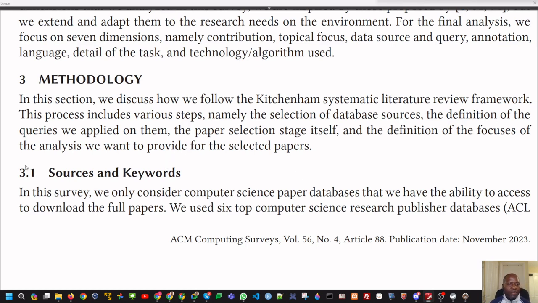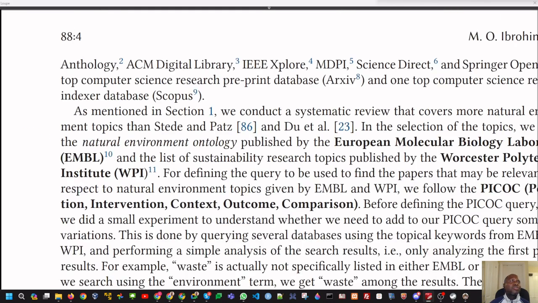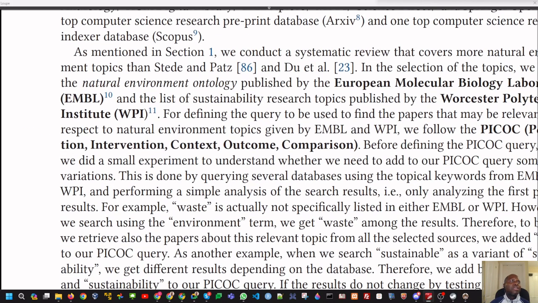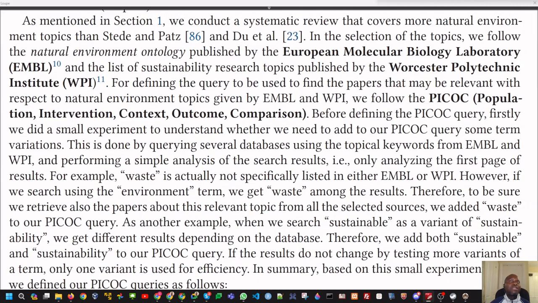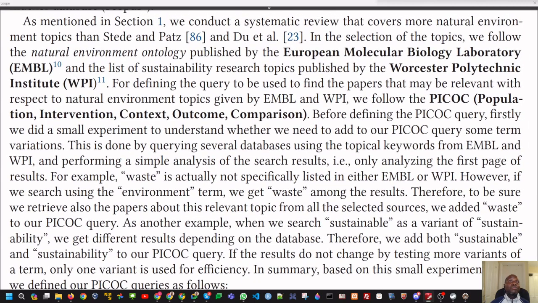Right. So here, of course, looking at their methodology, they cover sources and keywords. That is a very important part of any research process. And there is one thing that I would like to draw your attention to, and this is what they have described here. I'm not going to go into the details, but this is called PECO.